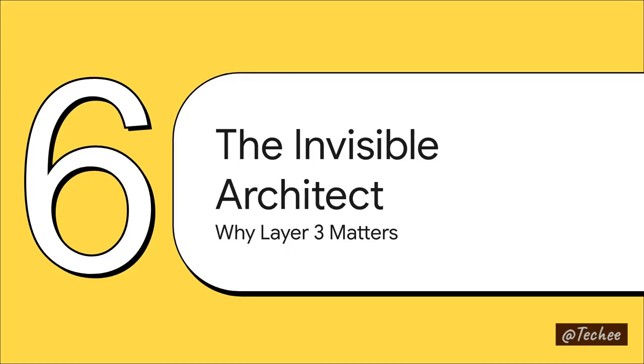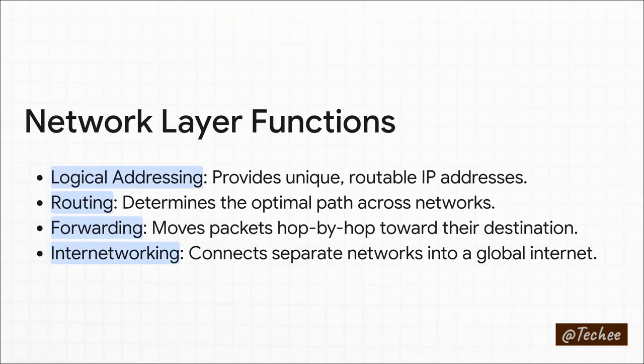So let's just step back and summarize the absolutely critical role the network layer plays in pretty much everything we do online. Okay, so let's recap the key takeaways. The network layer's core functions are, first, logical addressing, which provides those unique, routable IP addresses. Second is routing, which intelligently figures out the best path across all the networks. Third is forwarding, moving the packets hop by hop toward where they need to go. And finally, internetworking, which is the magic that connects all these independent networks into a single global internet. These 4 things work together to create the seamless connectivity we all rely on every single day.